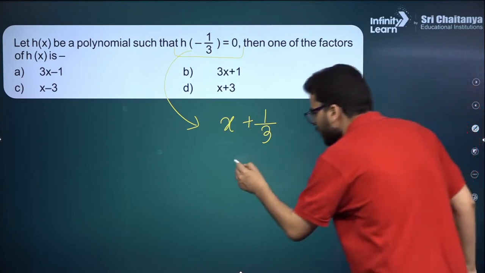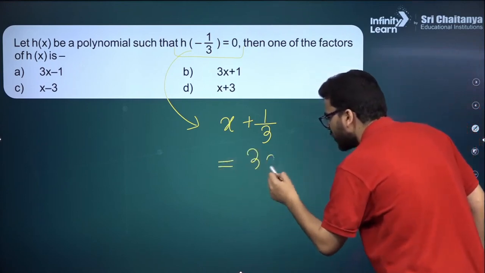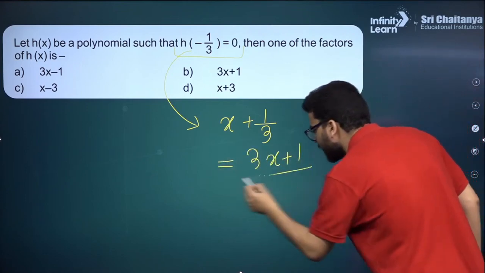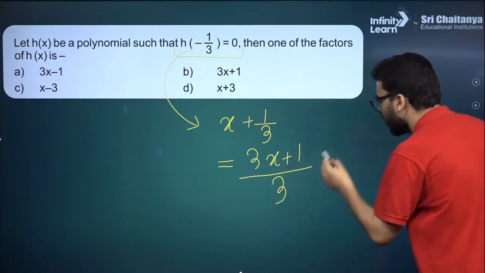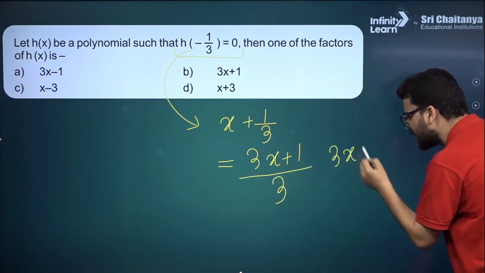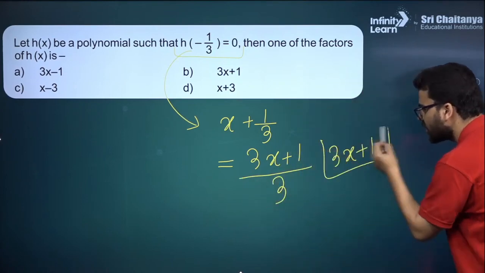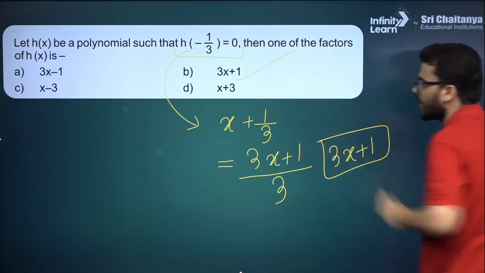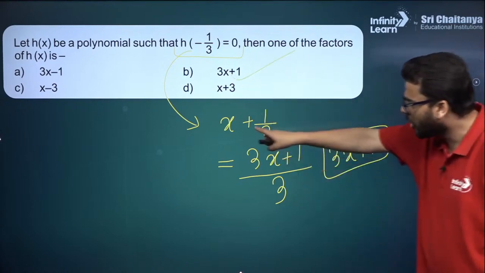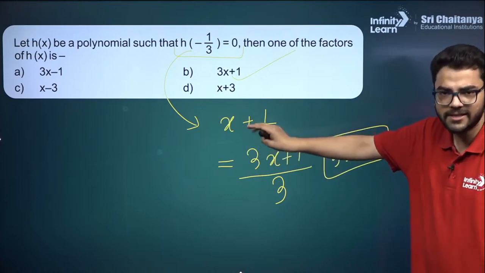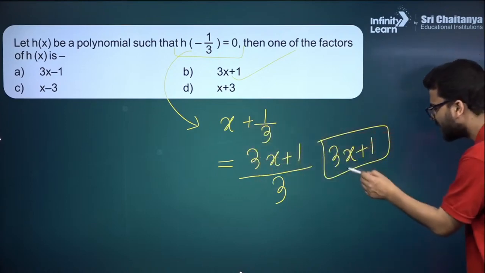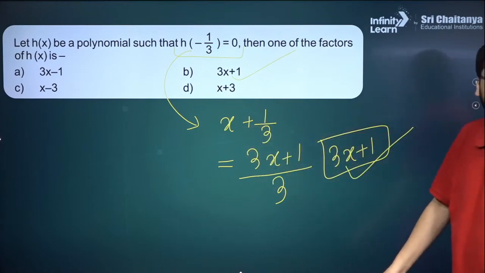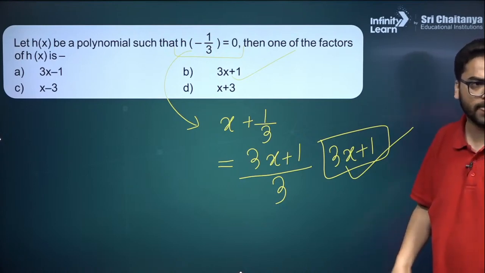You can also manipulate this, take the LCM. You can also say that (3x plus 1) by 3 is a factor. You can also say that 3x plus 1 is a factor. You got that logic? So therefore option B is correct. See, if for a polynomial x plus 1 by 3 is a factor, automatically 3x plus 1 is also a factor of that polynomial. Correct or not?